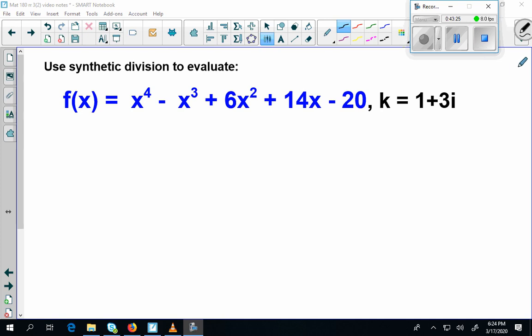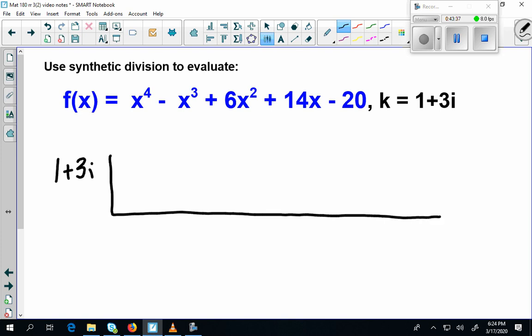All right, so let's go ahead and just do one more of these. I see my divisor here is 1 plus 3i. My function that I'm dividing is degree 4. I have x to the 4, 3, 2, 1. I don't need any placeholders. So my first coefficient is 1. My next coefficient is negative 1. My next is positive 6. Then I have 14. And then lastly, negative 20.